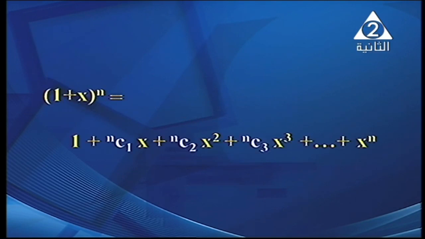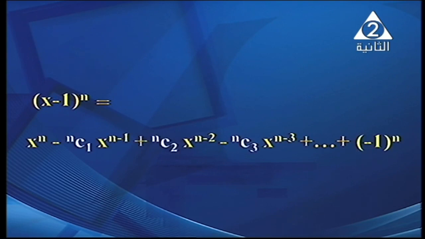My dear student, 1 plus x for all power n equals 1 plus nc1 x power 1 plus nc2 x power 2, and so on to reach x power n. X minus 1 for all power n, also by the same method, is x power n minus nc1 x power n minus 1 plus nc2 x power n minus 2 minus nc3 x power n minus 3, to reach negative 1 for all power n.